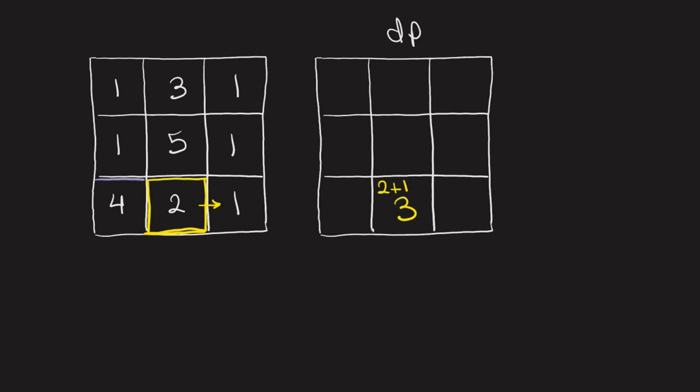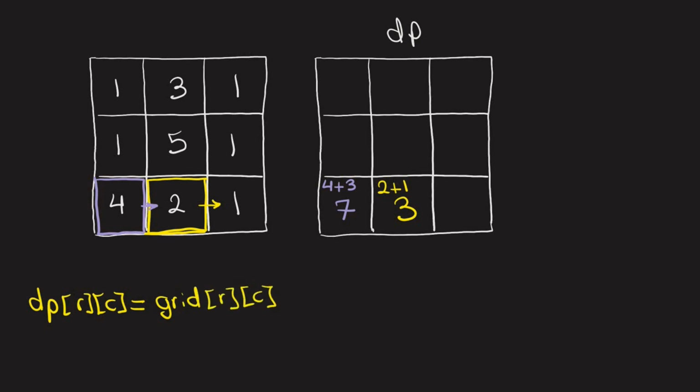How about this cell? I have a value 4, and on the right side I have a sum of 3. We know that the path sum for the right cell is 3, so I say 4 plus 3, this is 7. So far I'm following a formula like this. I'm just saying dp of RC, at the point RC, equals the value of the grid at that point, grid at RC, plus the value of the dp one column on the right side, dp of same row, one column forward. Okay, so this was the formula we used to fill out these two cells.